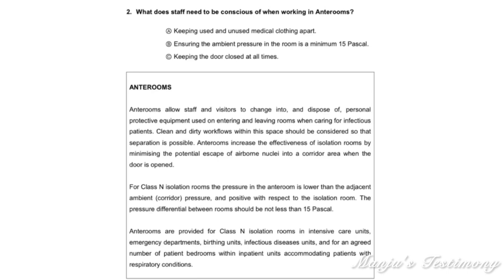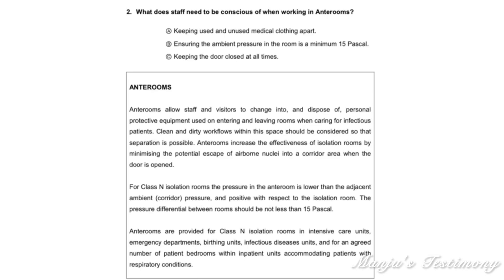Okay. So the first option, keeping used and unused medical clothing apart. The same meaning is rephrased here in the sentence. Clean and dirty workflows within this space should be considered so that separation is possible. That means they should keep the clean and dirty items apart.